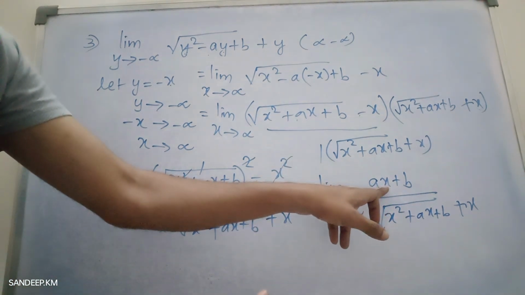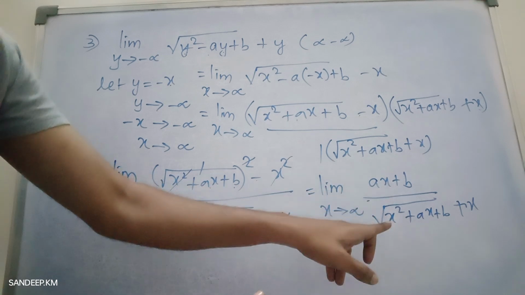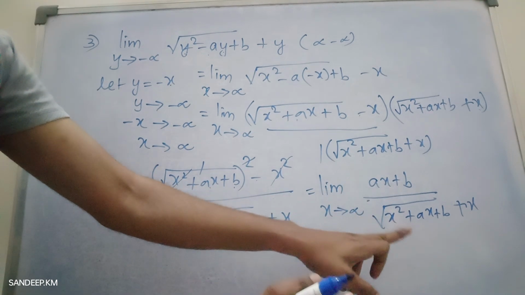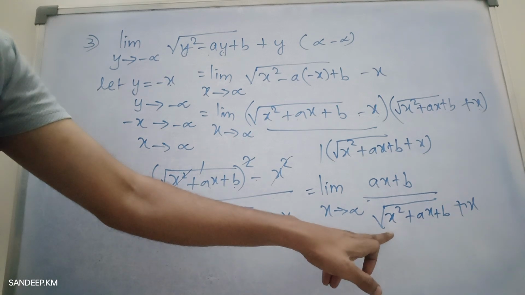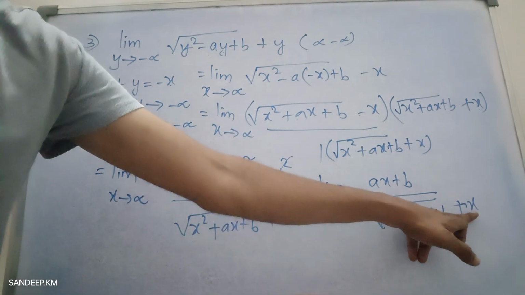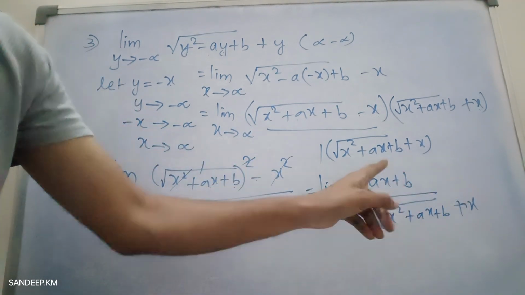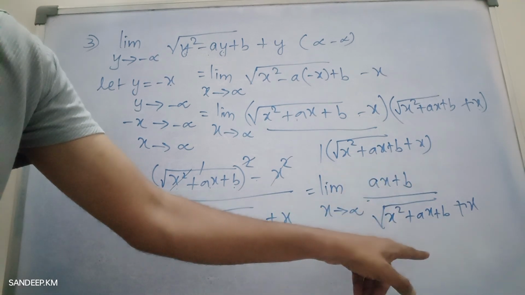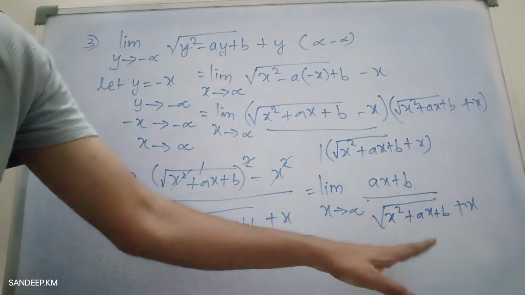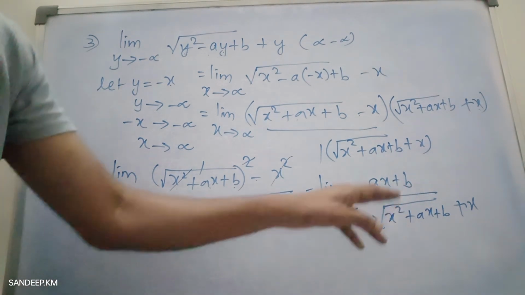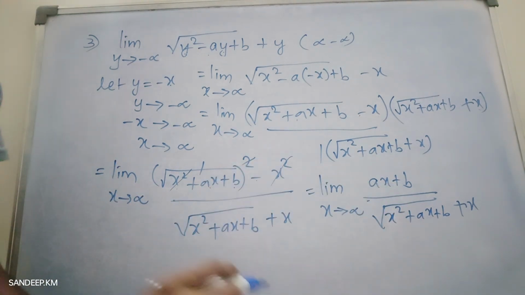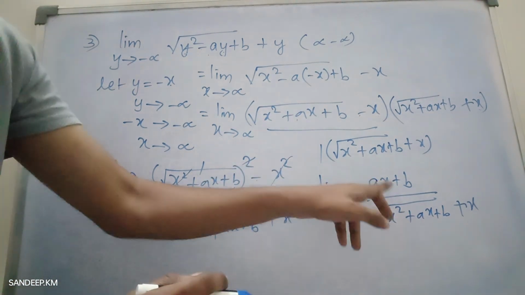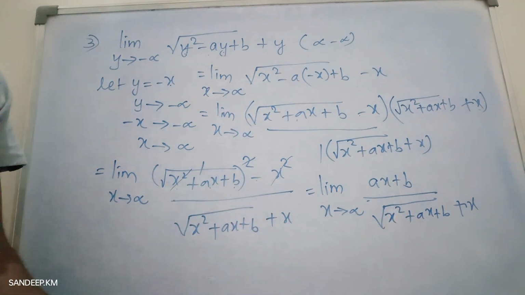The degree of the numerator is 1. Actually this is not a polynomial, but still x square power 1 by 2 is x. Okay? And here also x. So the highest power of x is 1. In numerator also highest power of x is 1. Denominator also highest power of x is 1. So x power 1 is the highest power. Divide with x power 1 in the numerator and denominator. So that is what you are supposed to do. Divide the numerator and denominator with x.